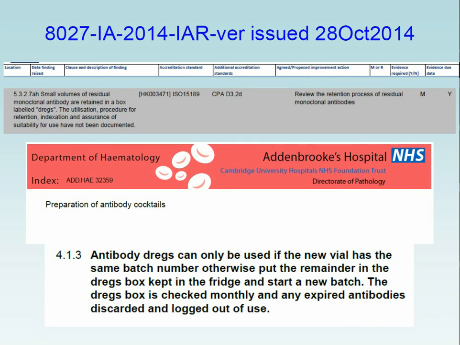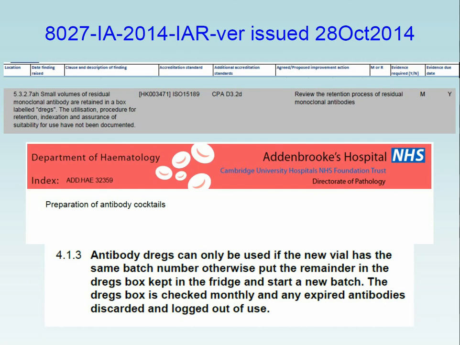You've got one as well. So we make up large antibody cocktails, and invariably you don't use all of those at the same rate. So you end up making up a cocktail. There's not enough in one bottle, so you start a new one. Because it's usually of a different batch, you don't mix them. And this was what was in our container.